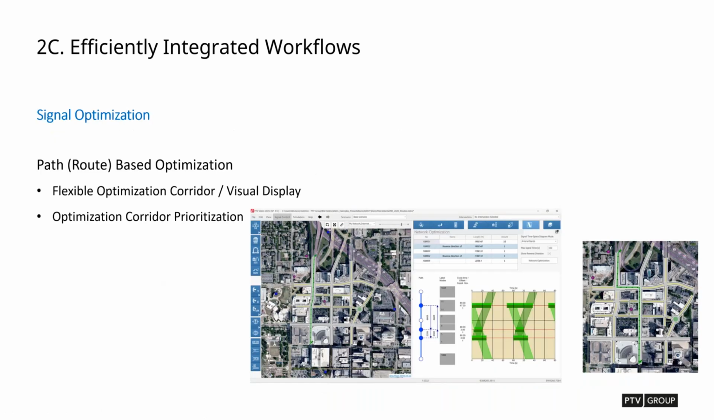And just the last thing on optimization is, if you have a corridor that has a bend in it for whatever reason, maybe it's a one-way street, or a two-way street that then heads off with the one-way in the opposite direction, as you see on the far right side of the screen, you can define your optimization routes in this route format, what's generically called a path-based optimization.